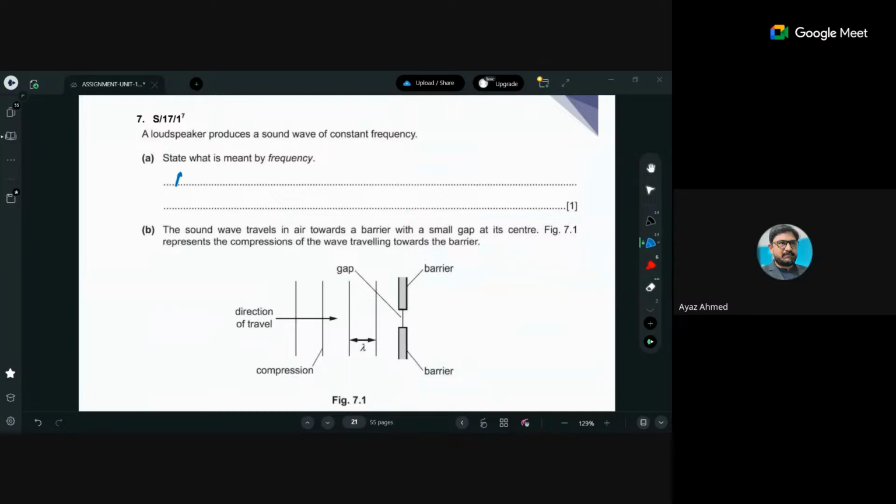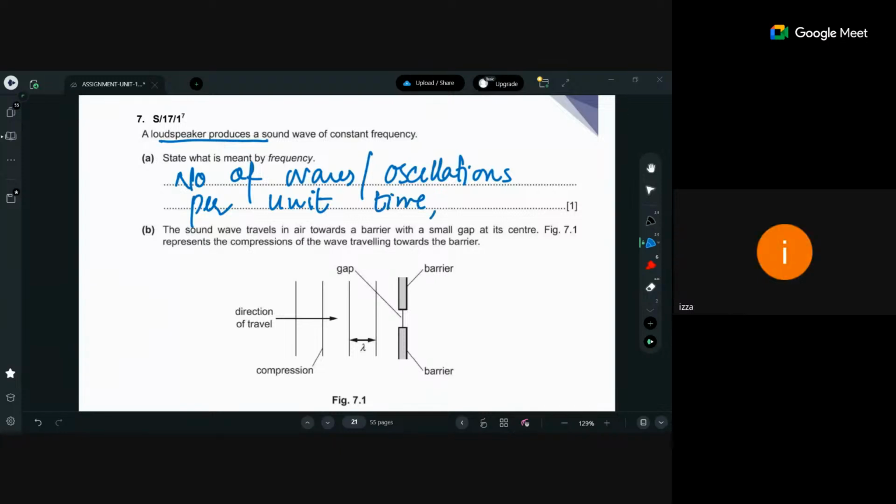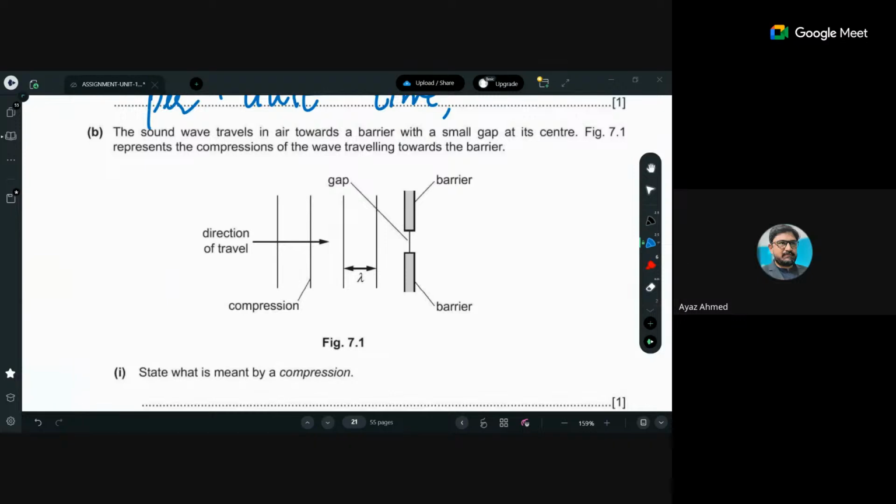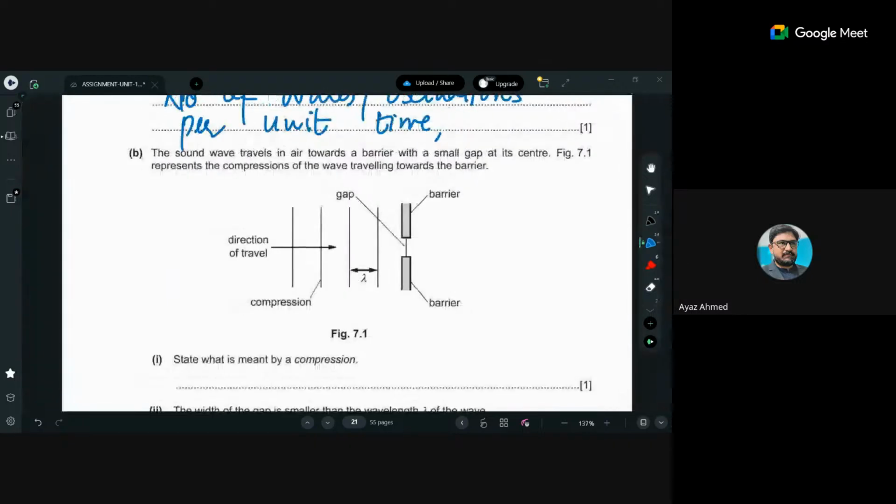So you can say the number of waves or oscillations, because that is a loudspeaker. So you can simply say waves, no issue at all. Oscillation is a broader idea. Oscillations per second. Instead of writing second, you will write unit time. Then in this, the sound wave is traveling. The sound wave travels in air towards the barrier with a small gap in the center. Figure 7.1 represents the compressions of the wave traveling towards the barrier.